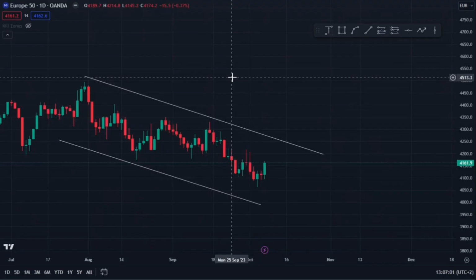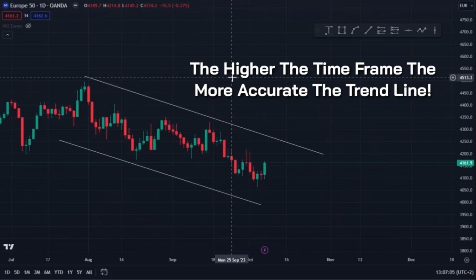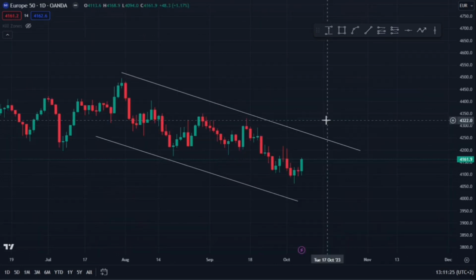Now look, you can draw trend lines on any time frame, but just keep in mind that the higher the time frame, the more accurate your trend lines will be because it shows you the long-term trend in the market. But anyway, I hope you guys learned something new today, and after watching this video, I'm sure you guys are going to be drawing the most precise, the most accurate trend lines on your charts.